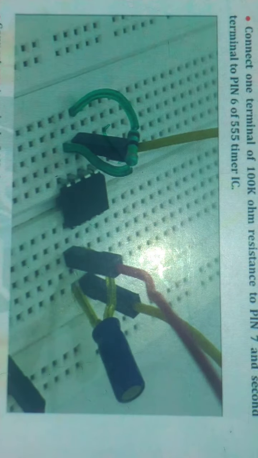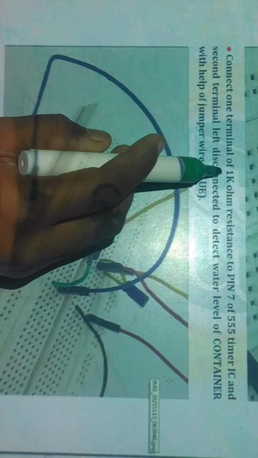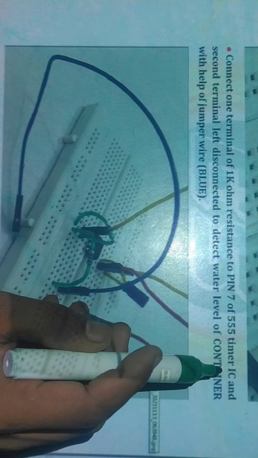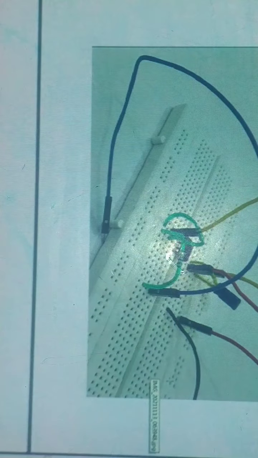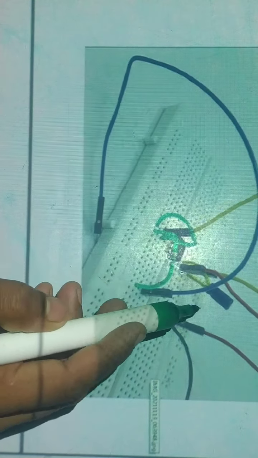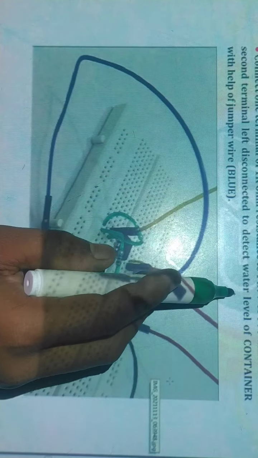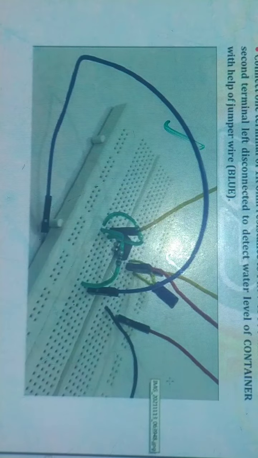Our next procedure is to connect one terminal of a 1 k ohm resistance to pin number 7 of the 555 timer IC. Take your 1 k ohm resistance and connect its one terminal to pin number 7, in the same row of pin number 7 of the 555 timer IC, and leave the second terminal disconnected to detect the water level of the container with the help of the jumper wire, this blue one.